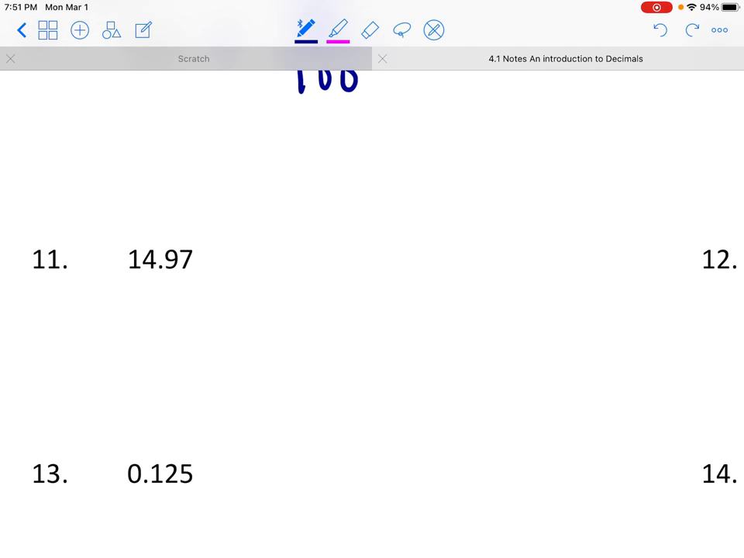Okay, or here, this is going to be 14 as the whole number part, and then 97 is in the hundredths place, so it's 97 hundredths. 2 numbers after the decimal, 2 zeros in the bottom of the fraction.